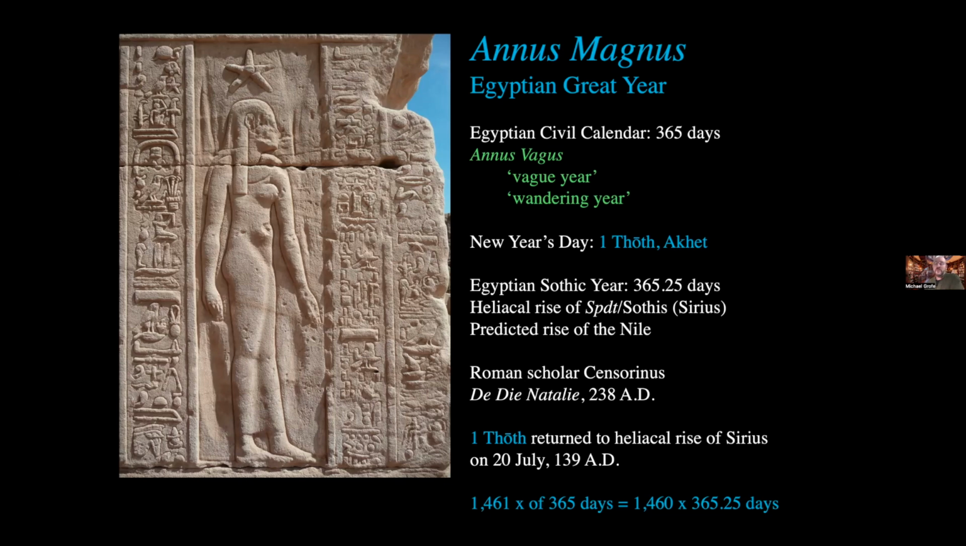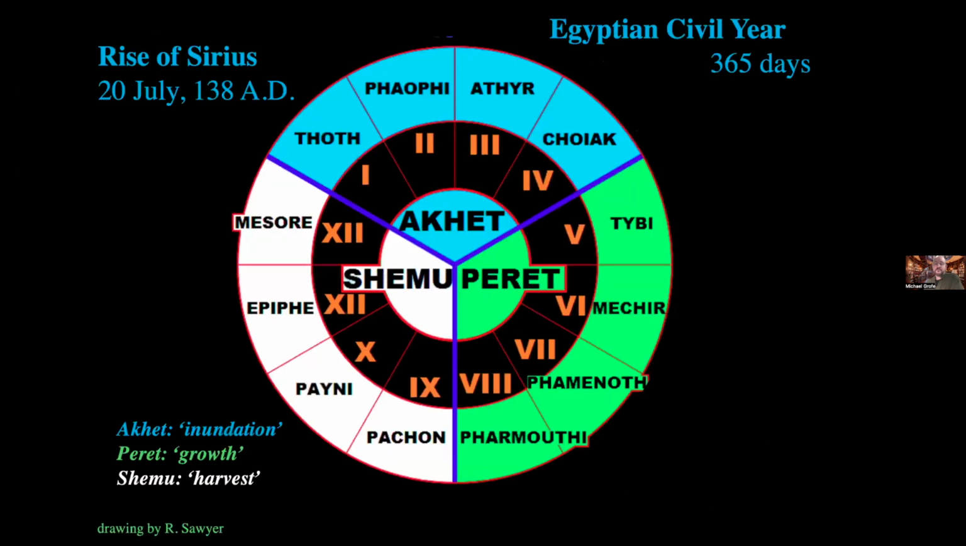So it's a very long cycle which only returns 1 Thoth, which is supposed to coincide with the flooding of the Nile, to the actual rising of Sirius. And it only happens every 1,461 of these years. So if we look at this illustration that I got from R. Sawyer's website, you can see the rising point of Sirius. Originally, well, I'm blocked now with faces. To explain the Egyptian civil year, a year of 365 days without a leap year, drifts back about 1 day every 4 years, and it's called the vague year, or the Annus Vagus, the wandering year.